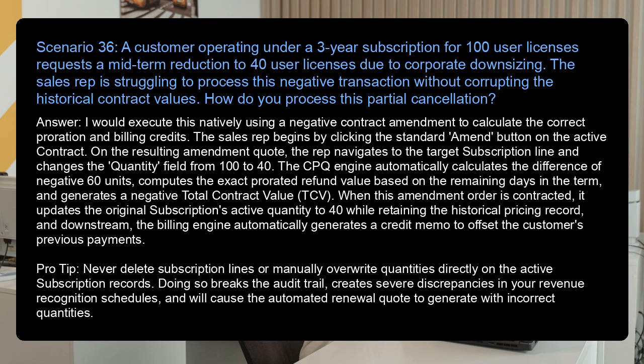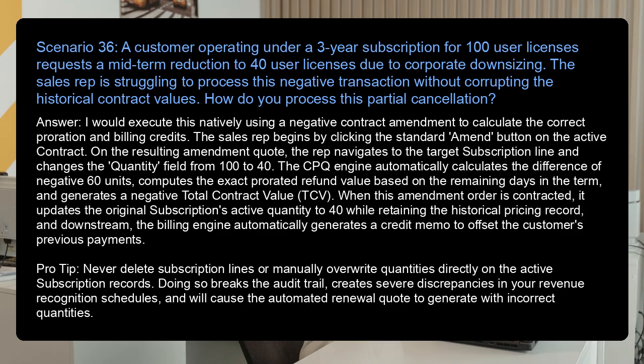Scenario 36. A customer operating under a 3-year subscription for 100 user licenses requests a mid-term reduction to 40 user licenses due to corporate downsizing. The sales rep is struggling to process this negative transaction without corrupting the historical contract values. How do you process this partial cancellation? Answer: I would execute this natively using a negative contract amendment to calculate the correct proration and billing credits.